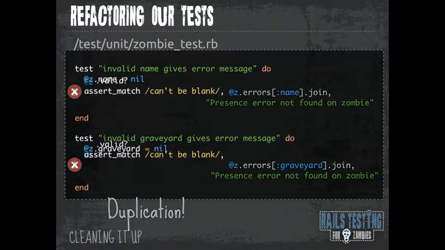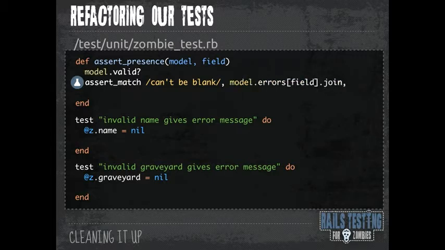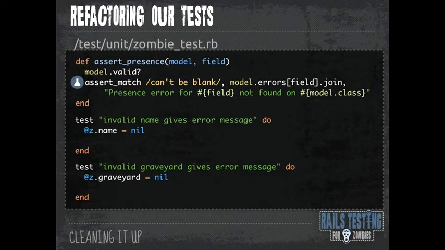We're going to bring them up into another method we're going to call assert_presence. It's going to have 2 parameters, model and field. We're going to check to see if the model is valid. We're then going to get all of the errors on that specific field. That'll return an array. We'll join that array together to a single string, which will match against that regular expression. Then we'll create a custom failure message, which says presence error for field not found on model class.